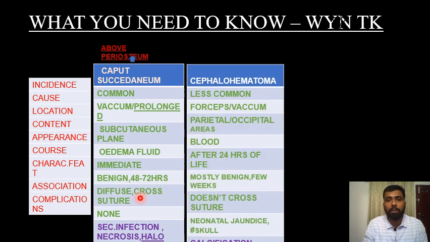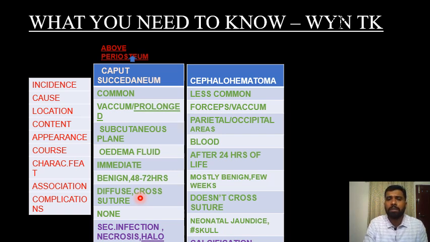Next is cephalohematoma, which is less common, and it happens after a forceps or vacuum delivery. It is seen over the occipito-parietal areas of the baby, and the content is blood. It is seen only after 24 hours of life, and it is mostly benign in nature. It can persist for 3 to 4 weeks, or even up to 6 weeks, and then resolves on its own. It does not cross the suture lines. Okay, it has well defined margins. Okay, so that is a characteristic feature of cephalohematoma.